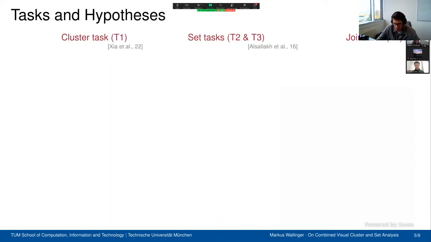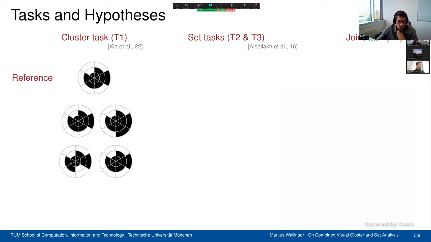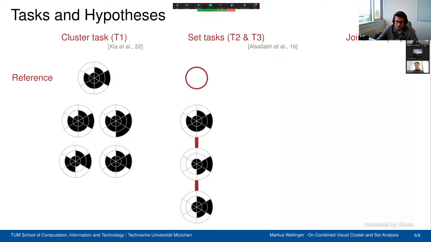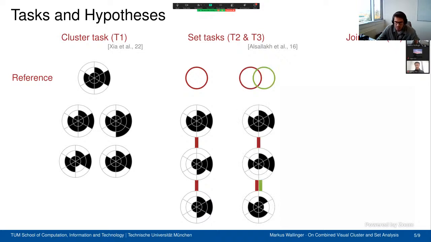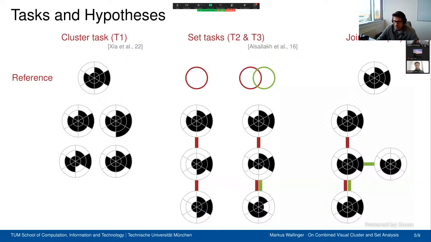And the tasks we gave during our experiment were typical visual cluster analysis and set visualization tasks from surveys. In T1, we showed the participant a glyph, and then we required them to find exactly the same glyphs in the visualization. With set task T2, we gave them 1 set, and we asked them to count how many data points are actually in the set. And with T3, we did the same with 2 sets, and we asked them to find all data points that are in the intersection.